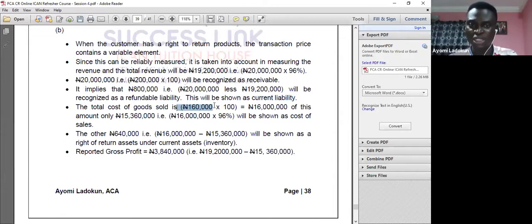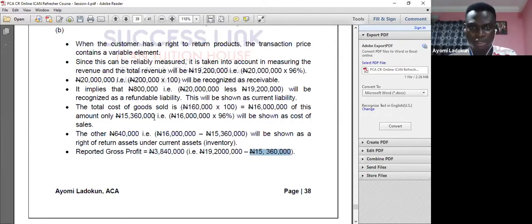Now, you do the same thing for your cost of sales, all right? It's also 96%. So the difference between the total cost of sales and the cost of sales you are actually recognizing, you now take it as a return of asset that they can return. Okay, so you take it as part of your inventory. That means it has not even gone out of your inventory. So your reported gross profit will now be that 19.2 million minus your cost of sales.